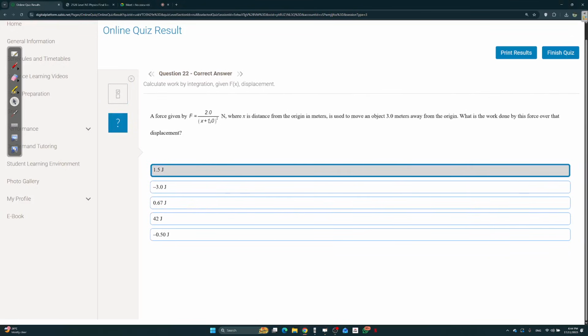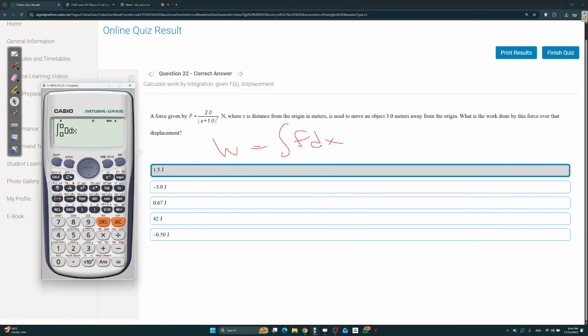Q22, a force F given by this is used to move an object 3 meters away from the origin. What's the work done? The work done is the integral of F dx. Very easy. So you go here, integral of 2 over (x plus 1) squared. They're moving it from 0 meters to 3 meters. So you evaluate this between the limits, and you get 1.5. So easy.